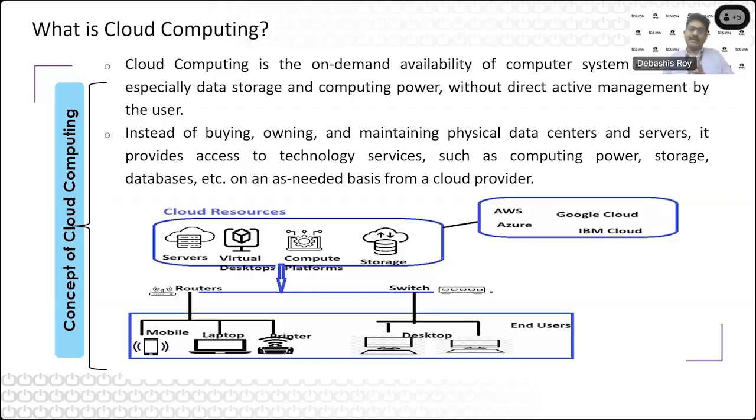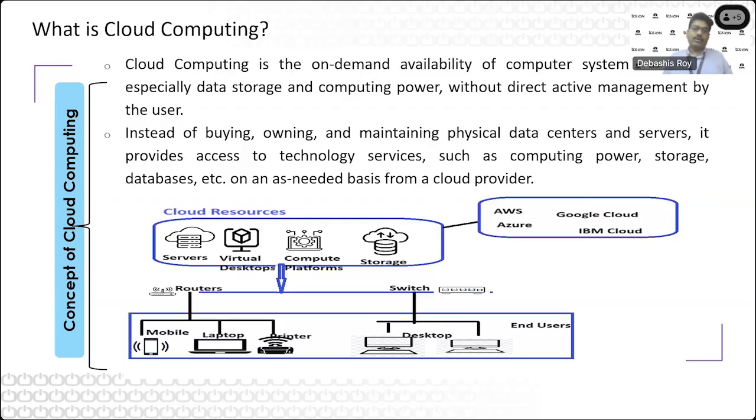So in very layman's terms, this is the concept of cloud and how it operates. So what comes in? On-demand usage of computer system resources, data storage and compute power without direct active management by the user. Instead of owning and maintaining physical data centers and servers, you get access to technology services such as compute power, storage and databases as needed, provided by the cloud vendors, the cloud providers.